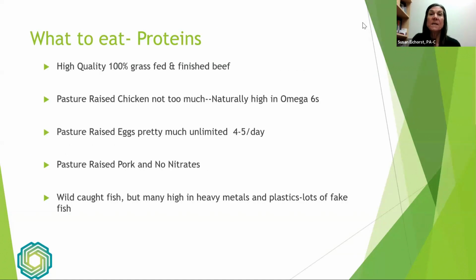What do you eat? Eat proteins. Get high quality, 100% grass-fed, grass-finished beef. Look at your meat. Make sure it is high quality. You want to make sure it's on a restorative farm. It's 100% grass-fed. It tells you it's grass-finished. The marketing is absurd out there on what they can get away with.